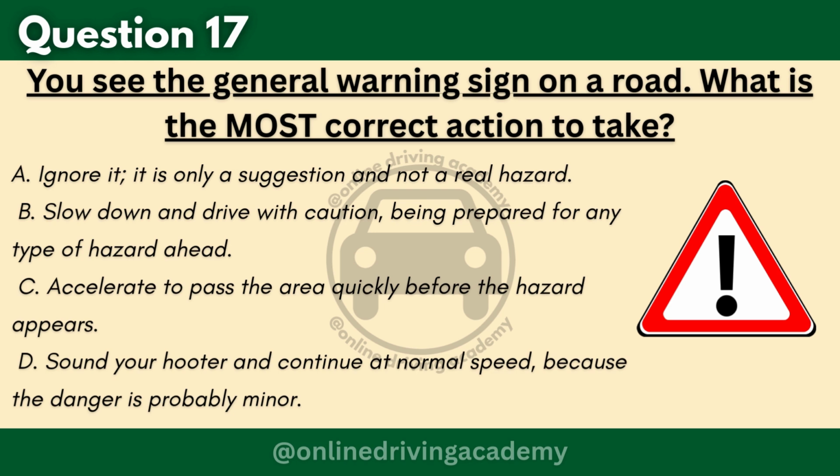If we look at option D, it tells us to sound your hooter and continue at normal speed because the danger is probably minor. Now, we cannot guarantee that any danger is going to be minor. If there's danger, remember, treat all danger the same, right? Whether it's minor or major, treat it the same. Slow down and drive with caution. Therefore, option B is our correct answer.